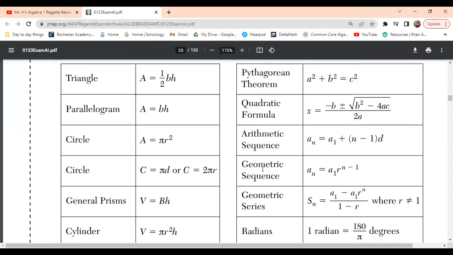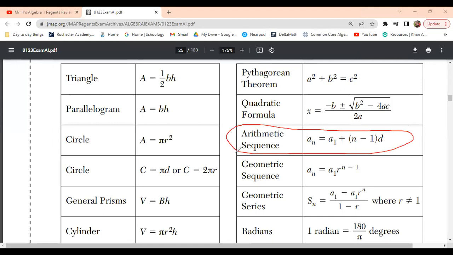Now, just like in one of the previous videos, I used the reference sheet. I'm going to be using the reference sheet again. But this time, the formula that I'm using is the arithmetic sequence formula. So it is right here. Let me circle this. So this is the arithmetic sequence formula.